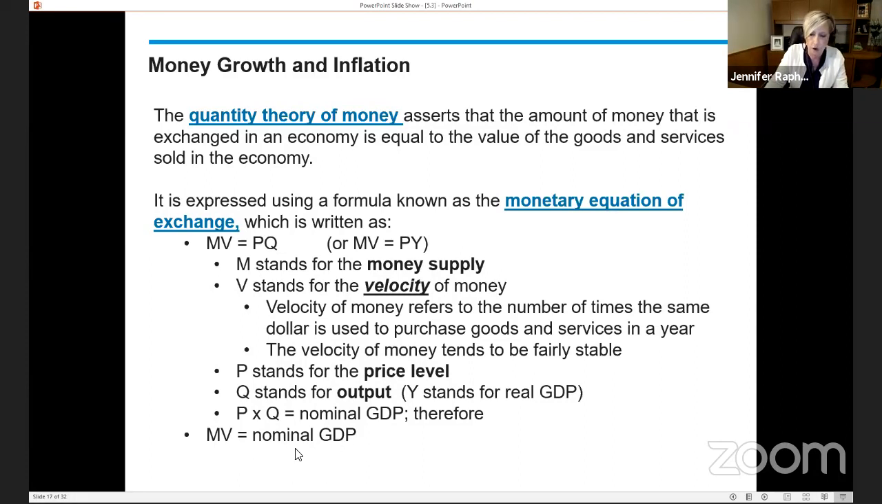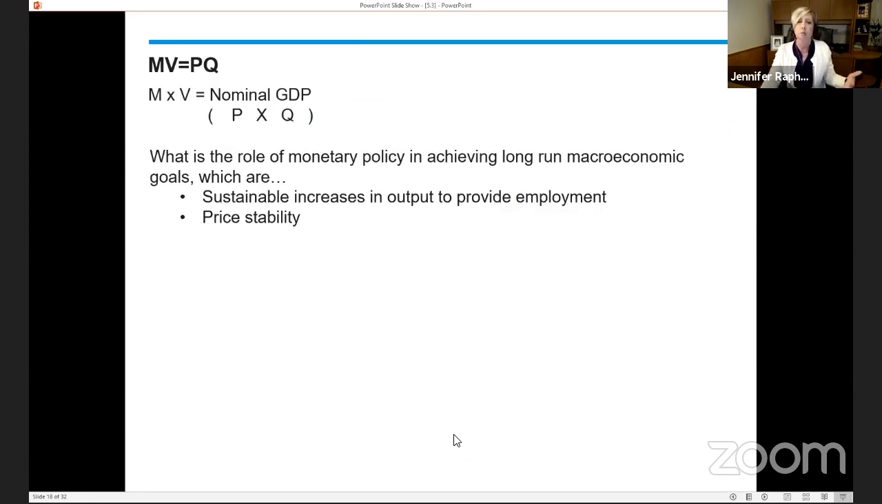And this is something you really want to make sure you understand. When you see MV equals PQ in your mind, immediately think, oh, MV equals nominal GDP. P times Q is nominal GDP. Okay, so now that we've broken down the formula and its component parts, let's take a look at how we use it. Okay, this will further our understanding of the long run neutrality of money. It's going to further our understanding of why we don't use monetary policy to try to achieve economic growth. It can help us in a short run output gap, but many economists, many people believe that money is neutral in the long run.